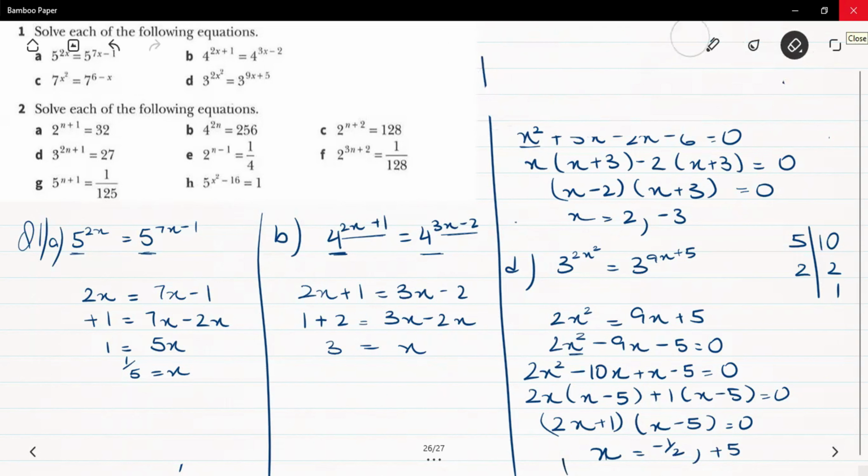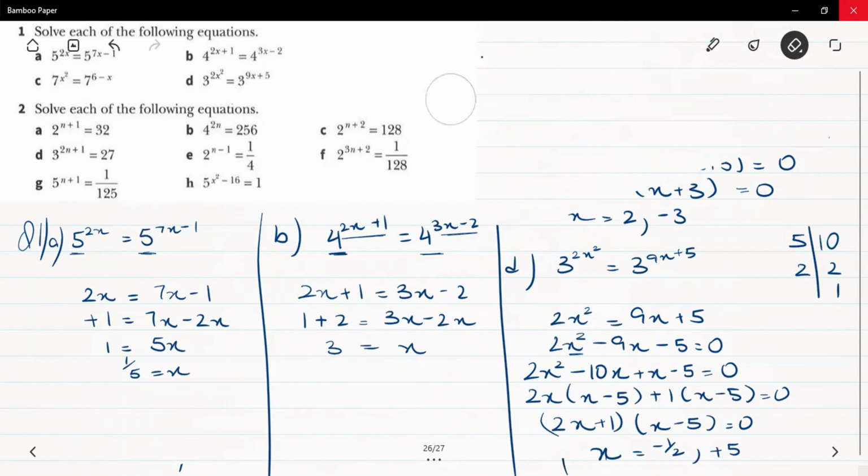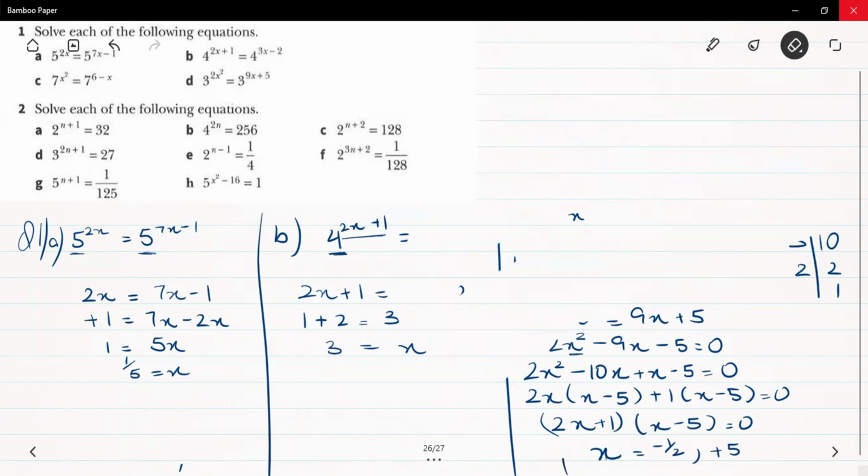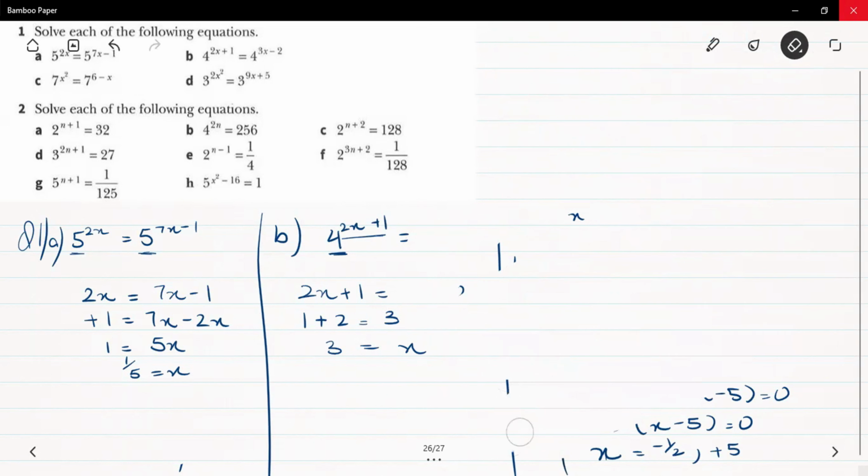So just simply going forward, this was quite easy. It's probably because you don't have to change the index value or anything. It was quite straightforward.